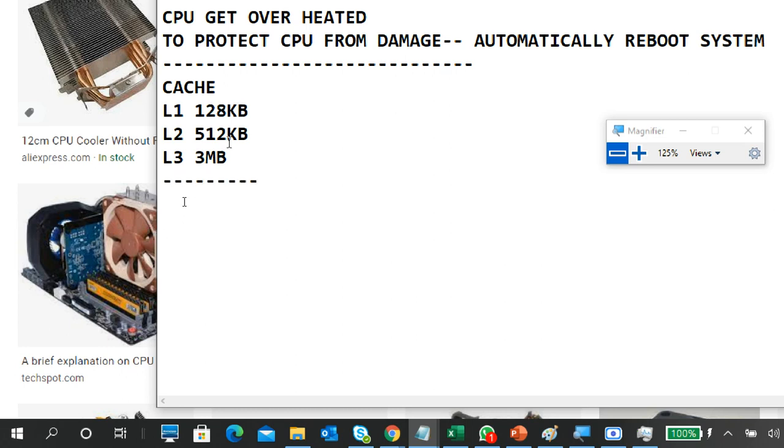Just for example, cache memory is only in sizes. Cache memory's speed is equivalent to CPU speed only. Cache speed is nothing but CPU speed. Cache speed and CPU speed are the same speed. We don't need to say this is cache speed, this is another thing. Cache speed and CPU speed are always the same speed.